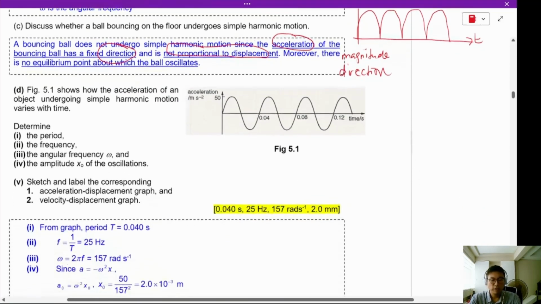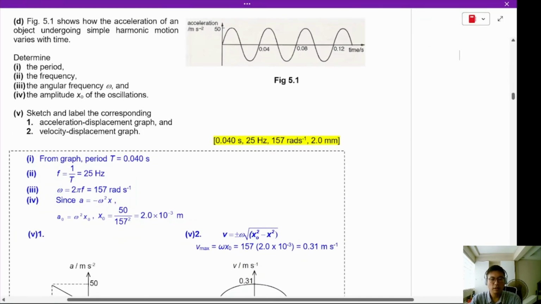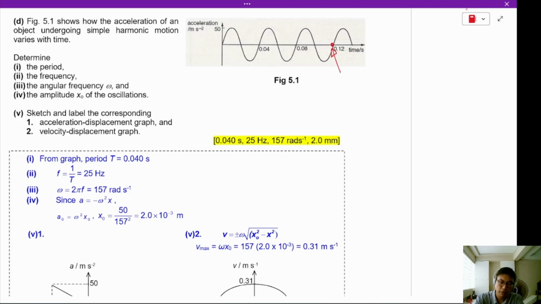Alright, for question 5D, the object is undergoing simple harmonic motion. Let's determine the period. Now when they give you three waves, you should use the period for the entire graph. So the period will be 0.12 divided by 3, which will give you 0.040 second to 2 SF.